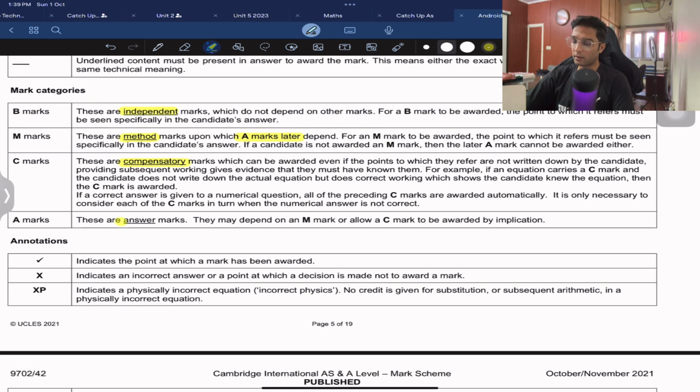Anyway, the answer marks include that you need to write them in correct significant figures, and obviously they should be correct. So that is all. I hope you guys understood something.